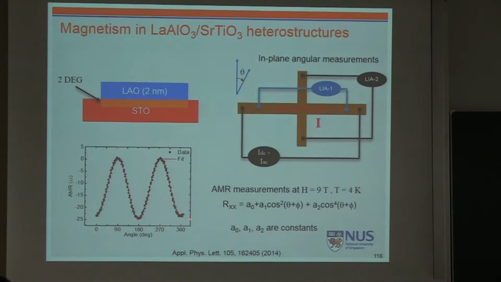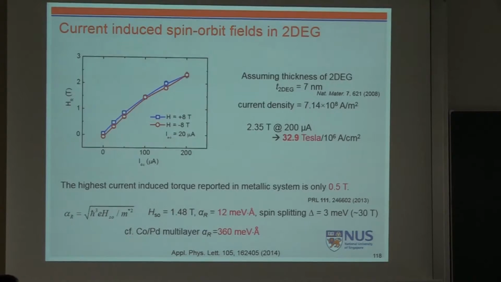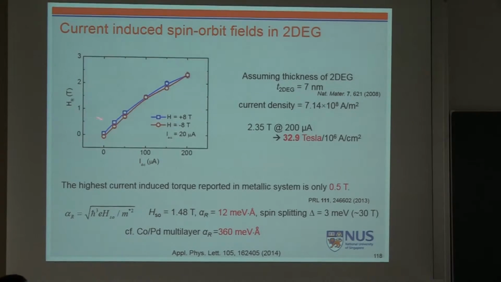Once you look at this, at zero DC current we see a very symmetric response, but now it's distorted in this form. So depending on the amount of injected DC current, we can extract how much Rashba field we have, and we can get up to 2.5 Tesla with very small current. Once you convert into some reasonable current density, which people typically want to compare at 10^6 amps per square centimeter, we have about 36 Tesla effective magnetic field. It's crazy.